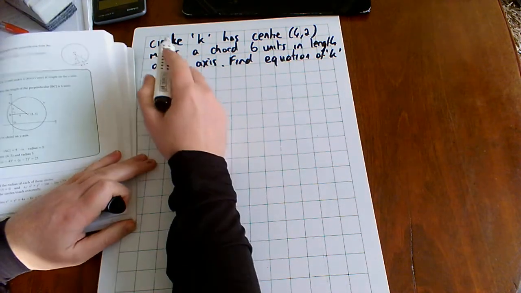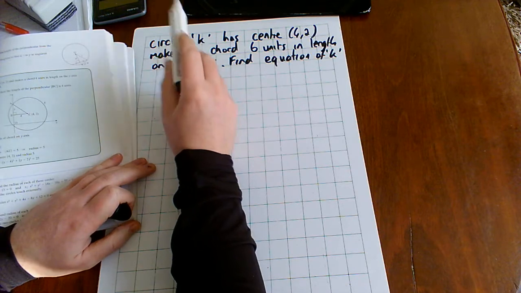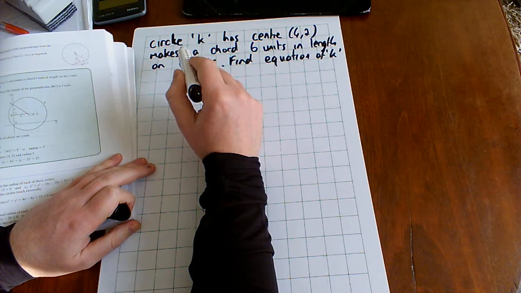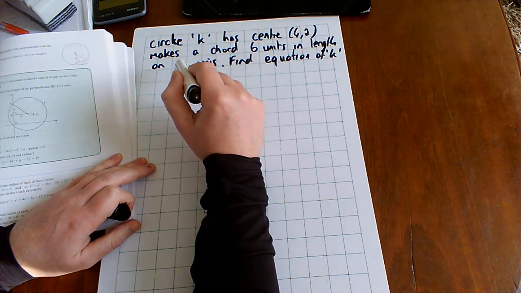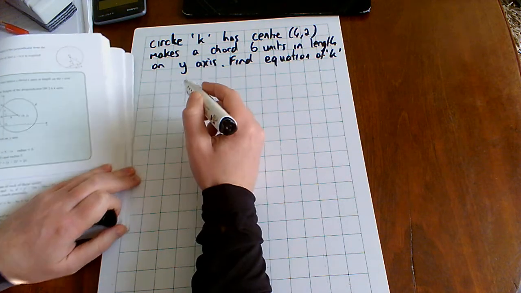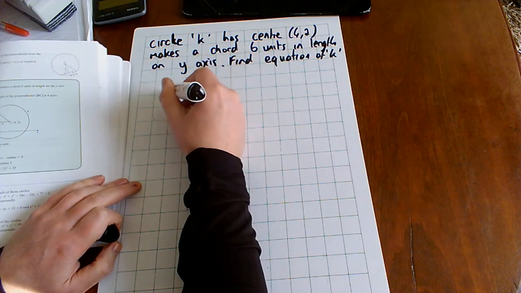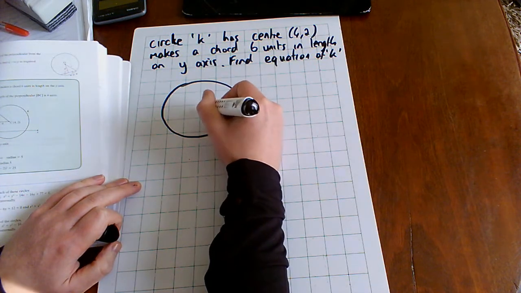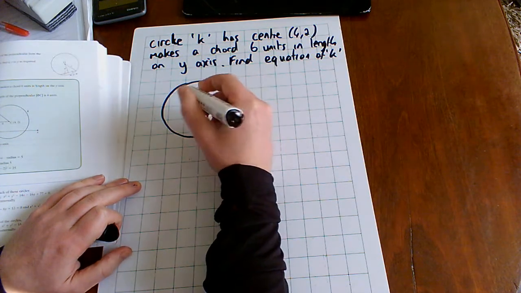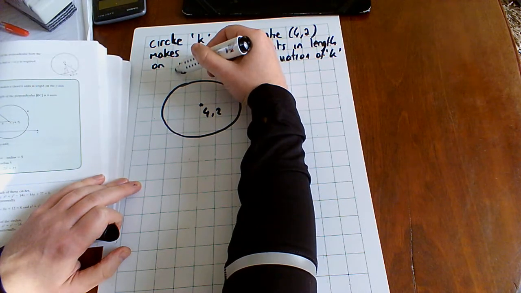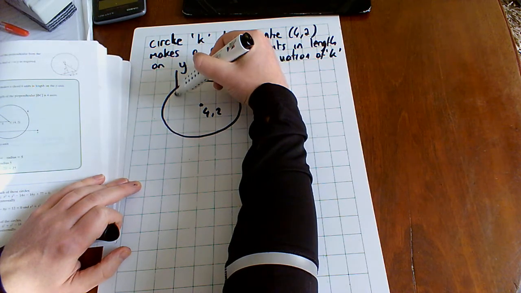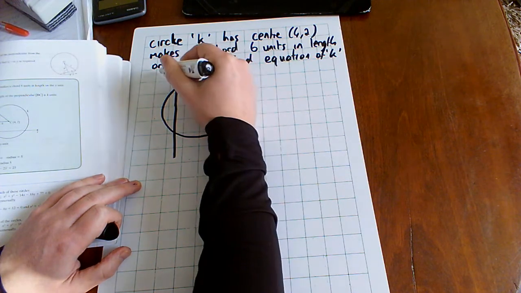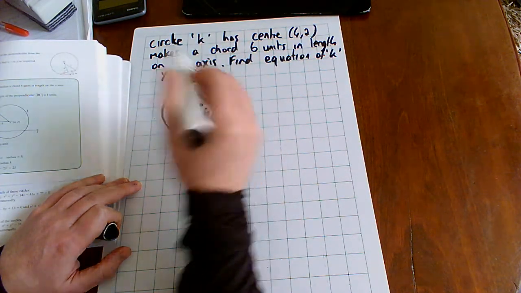So it says, circle, call it circle K. The circle K has the center (4, 2) and makes a chord of 6 units in length on the y-axis. Find the equation of K. So we'd have to draw a diagram. They draw it in the book, but I'm just going to draw a quick diagram. My circle, center (4, 2). It says it makes a chord on the y-axis. So if I draw my y-axis down like this, I don't care about the x-axis for the time being, on the y-axis, that length is 6.